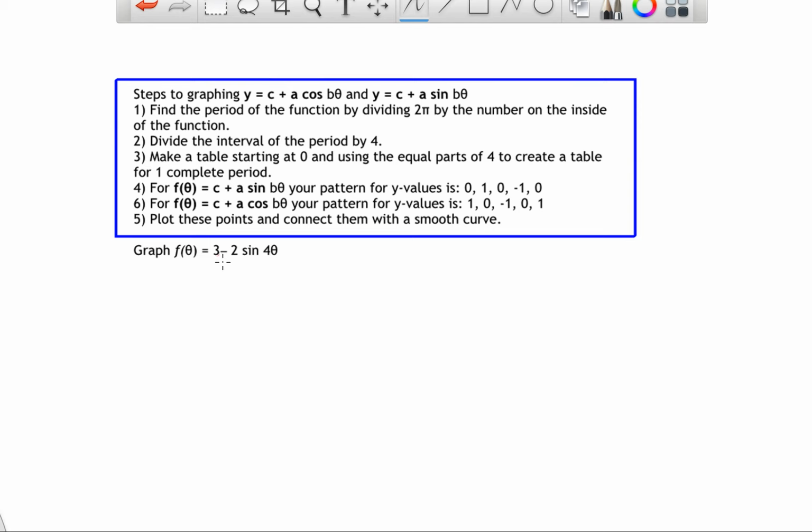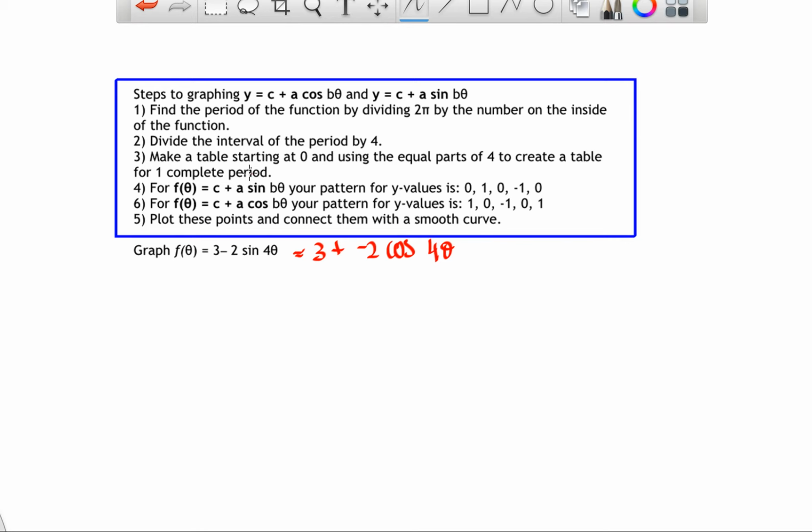So here a is actually a -2, because I could write this as 3 plus -2 times the cosine. The 4 is the number in front of theta, so that's going to mess with the period. So what do we do? Well, you find the period first. After that, we divide the interval into equal chunks, right? So we're dividing it into 4, so multiply by 1 over 4.